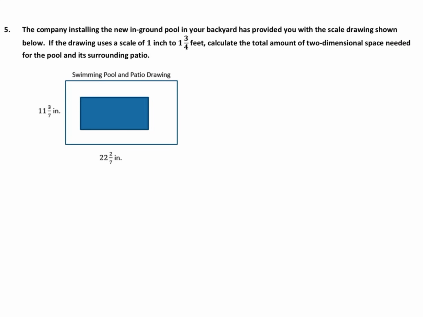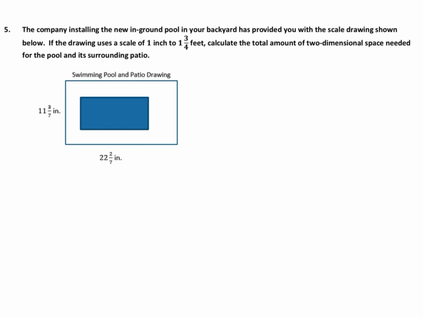The company installing the new in-ground pool in your backyard has provided you with the scale drawing shown below. If the drawing uses a scale of 1 inch to 1 3/4 of a foot, calculate the total amount of two-dimensional space needed for the pool and its surrounding patio.